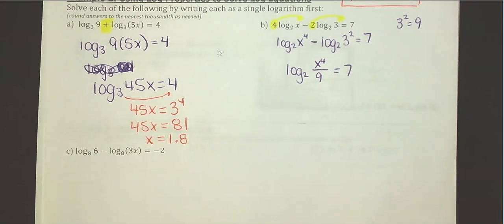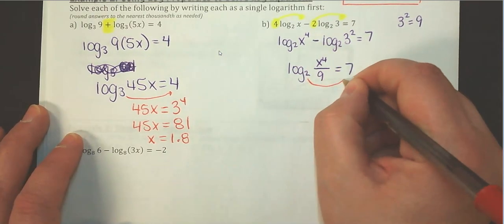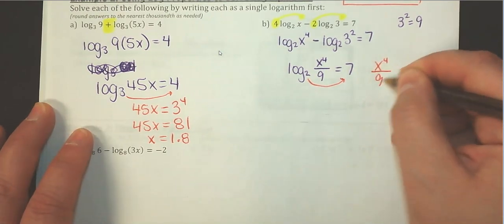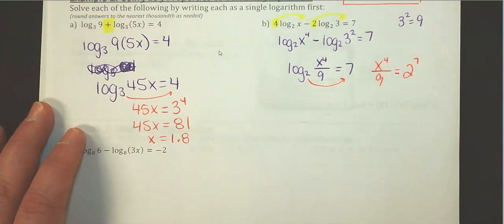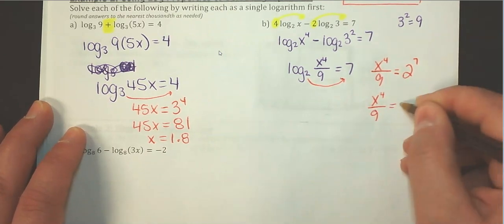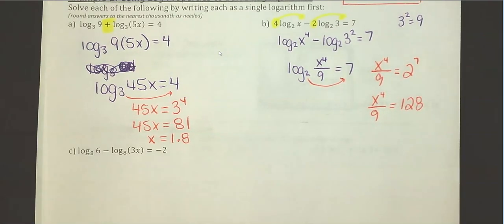Now, once you're there, we're just going to get rid of the log by converting this to an exponential. So swing the 2 to the other side of the lovely equation there. I'm going to get x to the 4th over 9 equals 2 to the 7th. The base of the log becomes the base of your exponent. We're pushing that 7 up in the air. This would be x to the 4th over 9 equals, that's 128 if you do 2 to the 7th power.